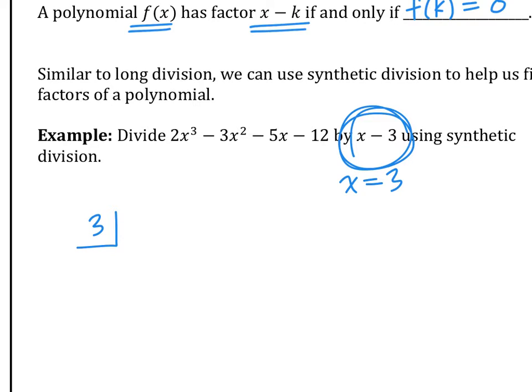Then we're going to take just the coefficients: 2, negative 3, negative 5, negative 12. And then what you're going to do is draw a line on the bottom. And then what I like to do is draw a line in between the last two numbers that tells me after this line it's the remainder.